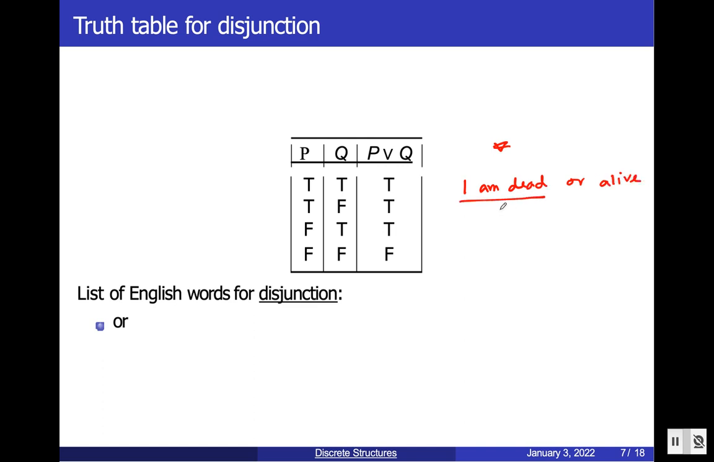So let's see this here. P is the statement, we'll say that I am dead, and Q is another statement, we'll say that I am alive. Alright, so let's see another example. Say 5 greater than 2 or 2 greater than 5. Okay, so P is a statement 5 greater than 2, and Q is another statement 2 greater than 5.